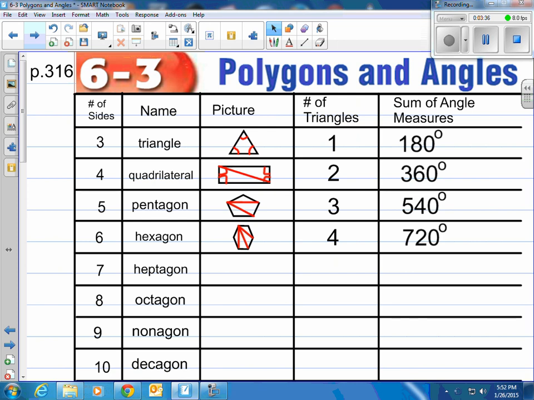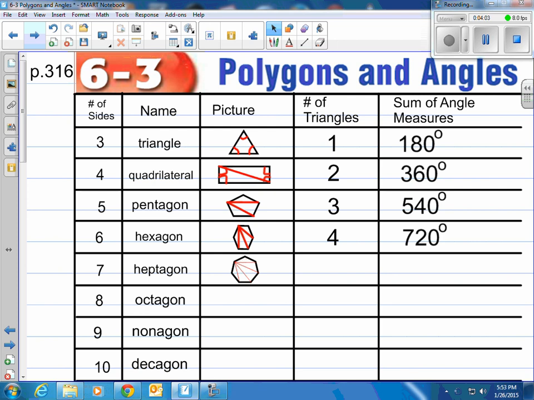Try to draw a 7-sided figure right now on your paper. It's pretty tough. I asked the computer to do it for me. Here's what I got. Now it drew me a nice regular one. A regular heptagon, or regular anything, hexagon, pentagon, quadrilateral, means all the sides are equal and all the angles are equal in measure.